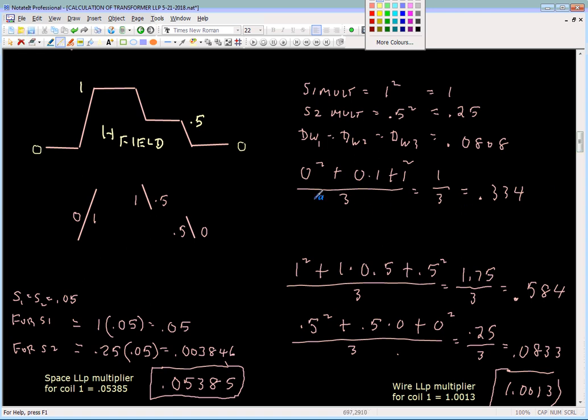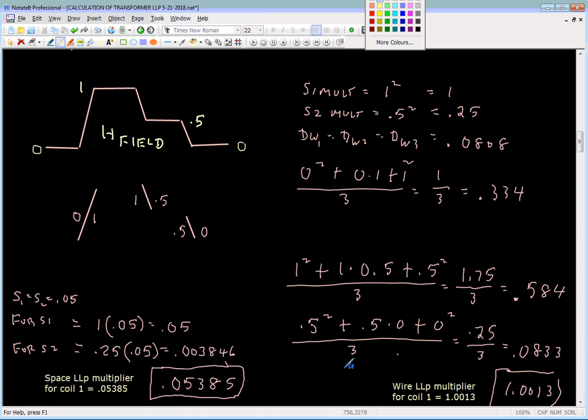This is the calculation for this one, which is 0 squared plus 0 times 1 plus 1 squared, which is obviously 1 over 3, or 0.334. Alright, the next wire, talking about the wires now, just the wires. It's 1 on the left, 0.5 on the right, so we have 1 squared plus 1 times 0.5 plus 0.5 squared. That's 1.75 over 3, or 0.584. These are the numbers we want right here.